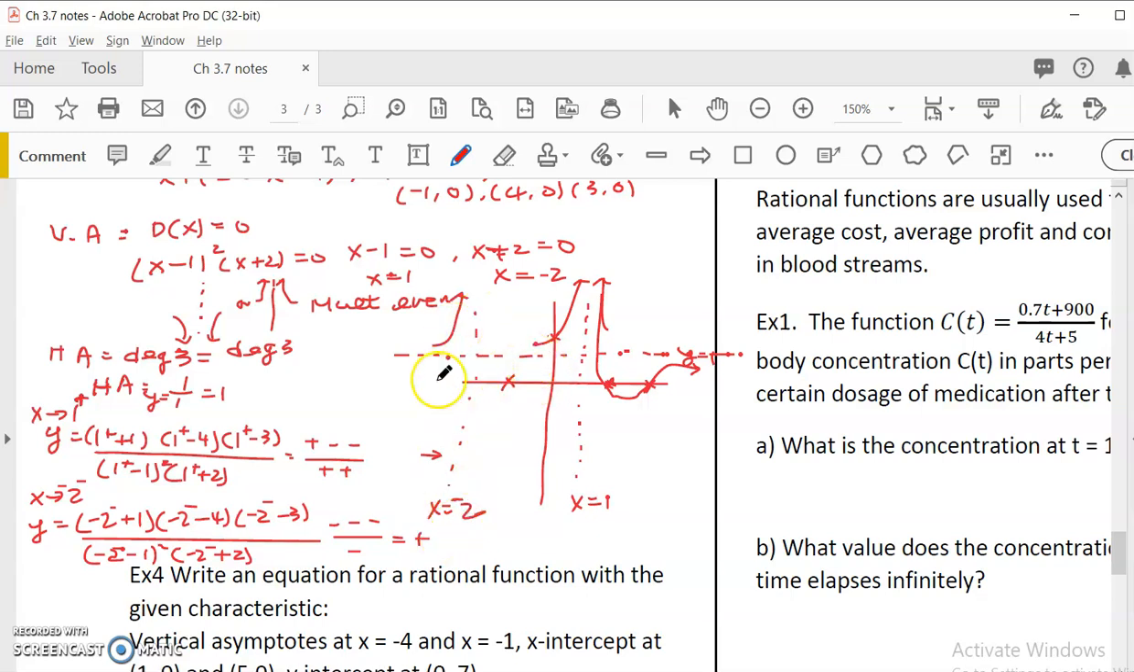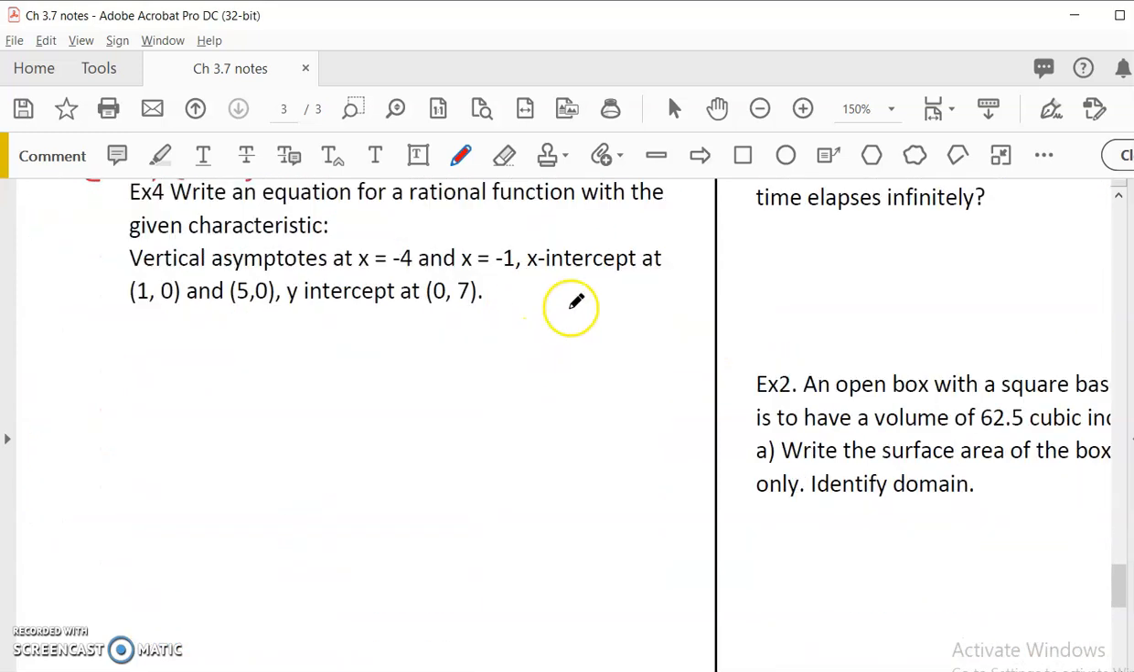And because the multiplicity is not even, you can see that this would go down on the right side of negative 2, approaching like this. So it approaches negative infinity and infinity. So that's how we graph it.